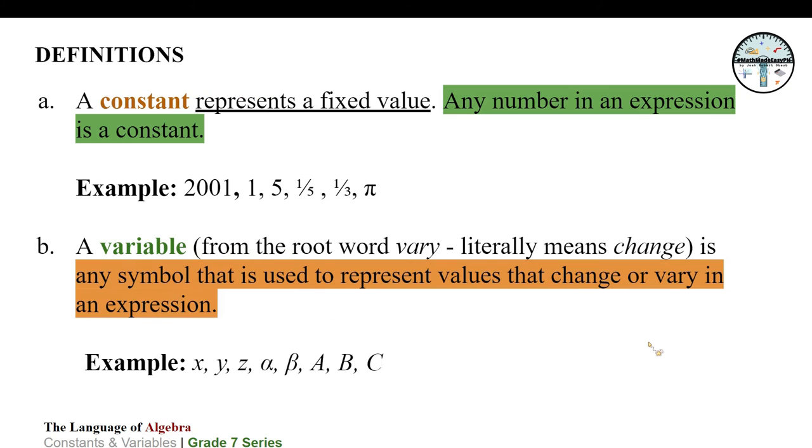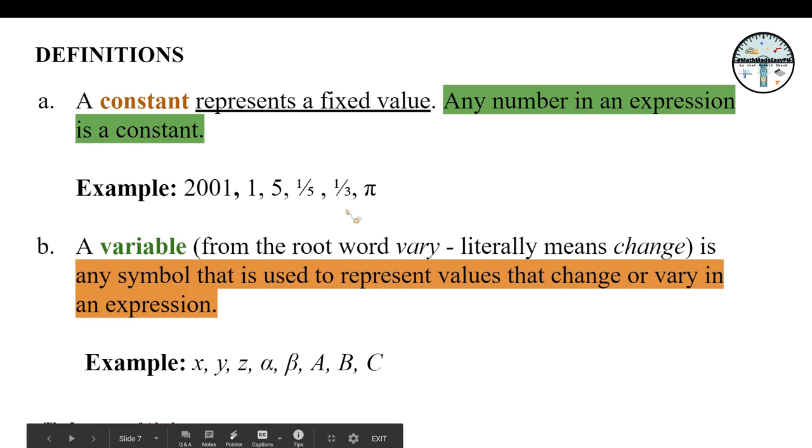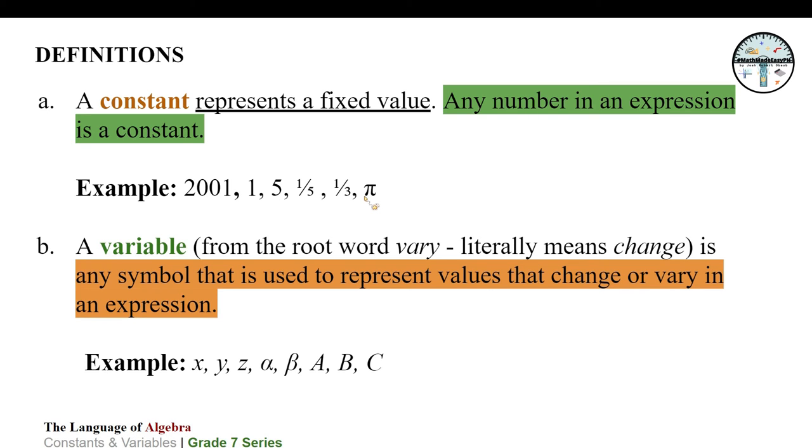Okay, let's go to the definitions. Letter A: a constant represents a fixed value. From the word constant, what's the meaning? It literally means doesn't change. Any number in an expression is a constant. For example, 2001, 1, 5, 1/5, 1/3, or pi. Though it's a symbol, we know that pi is a constant because pi is equal to 3.14.